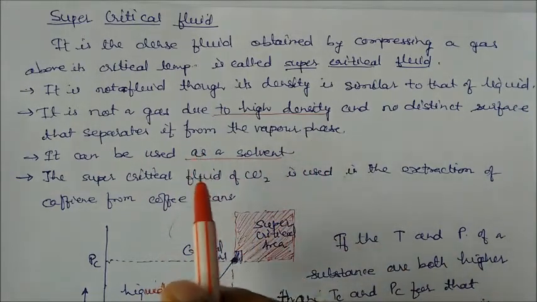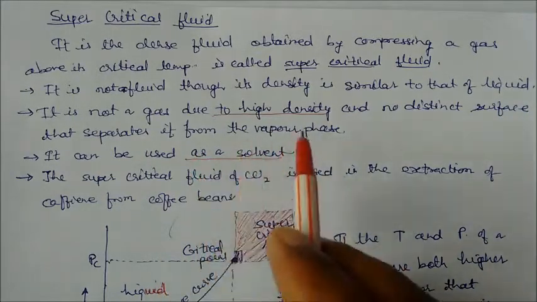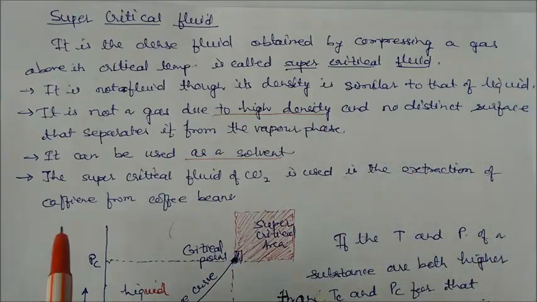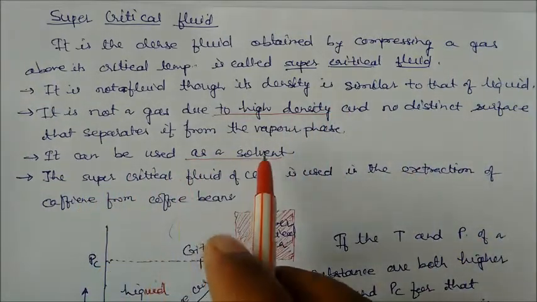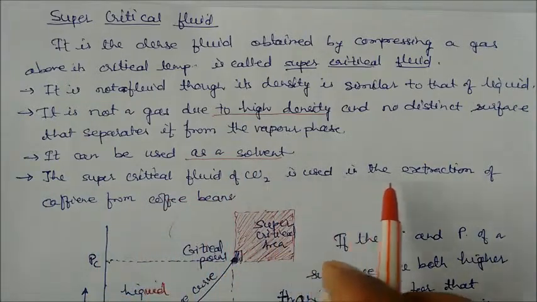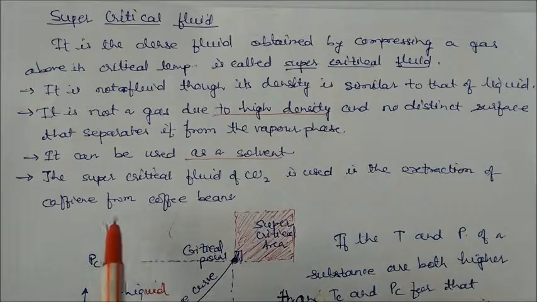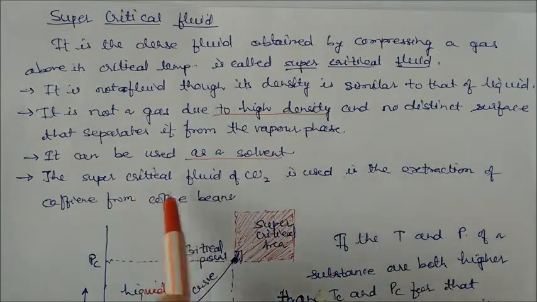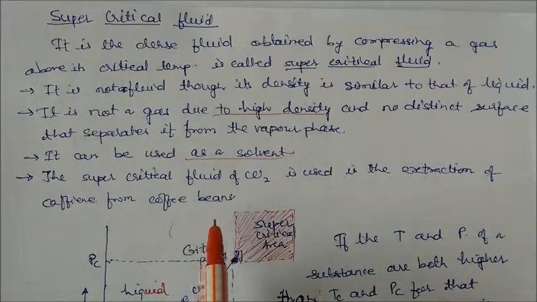So there will be two states, liquid and vapor, all the time, so we cannot have any distinct surface. And this fluid can be used as a solvent. Supercritical carbon dioxide is used in the extraction of caffeine from coffee beans. So one application of supercritical carbon dioxide is to extract caffeine from the coffee beans.